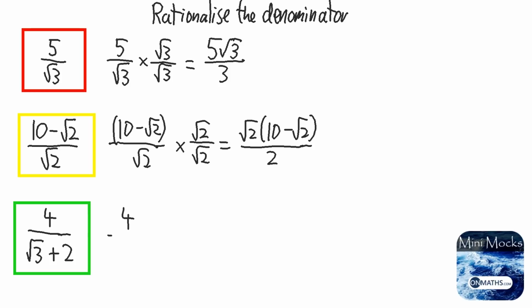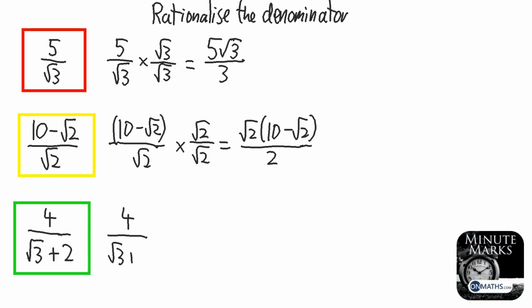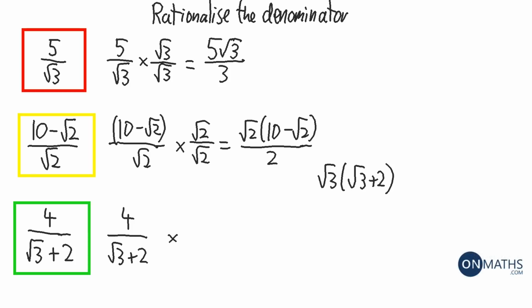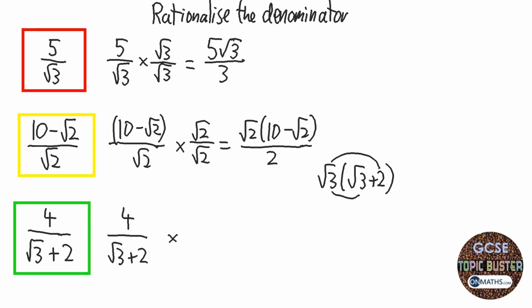We've got 4 over root 3 plus 2. Now, here, if I times by root 3 top and bottom, that actually won't get rid of the root 3. If you just quickly do root 3 brackets root 3 plus 2, then yes, it will get rid of it there, but then it will create one when you do the rainbow. When you times root 3 by 2, you'll end up with a 2 root 3 at the bottom. So unfortunately, that's not going to work. Let's just get rid of that.